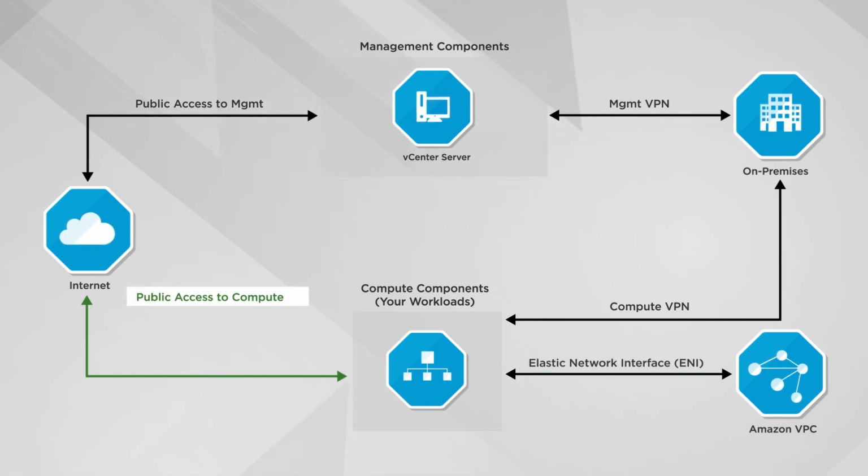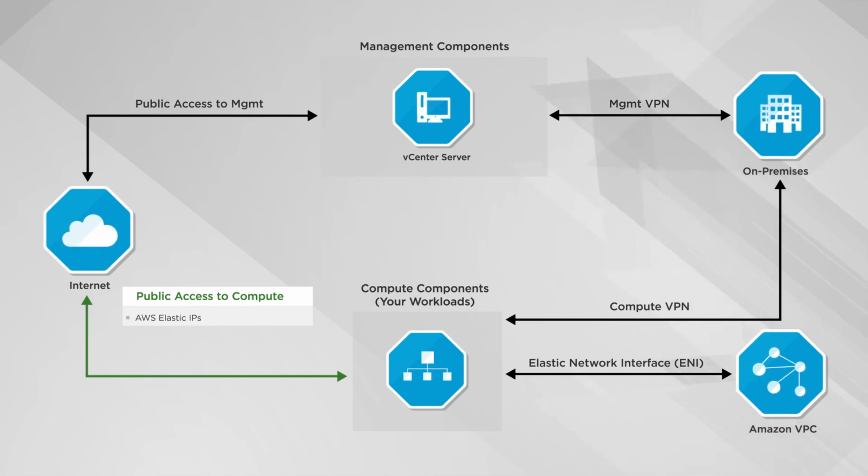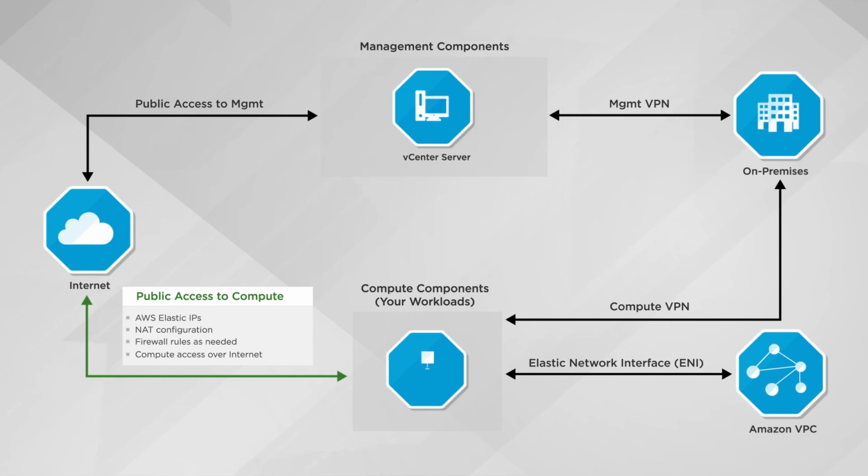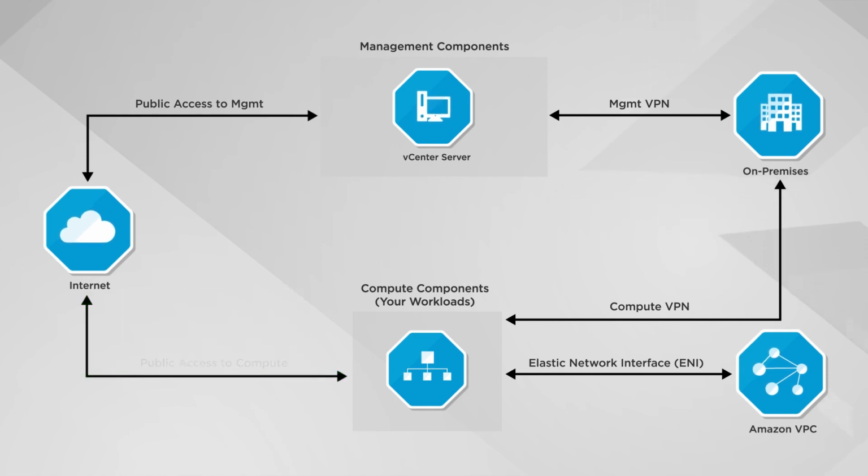Finally, you will likely need to give direct public internet access to some of your SDDC workloads. To make your workloads in the compute environments accessible to the internet, you will need to leverage AWS Elastic IPs, along with NAT and firewall configuration, to allow that type of access. Again, this can be done through the networking interface in the VMware Cloud on AWS console and works similar to any other firewall or NAT appliance.